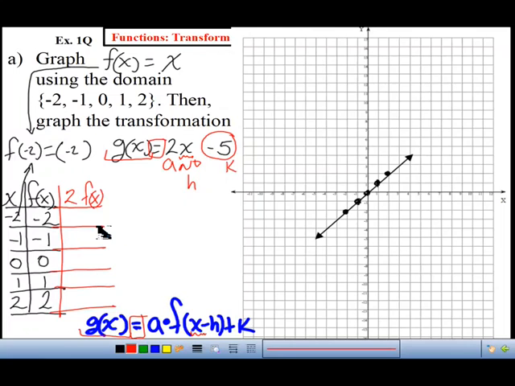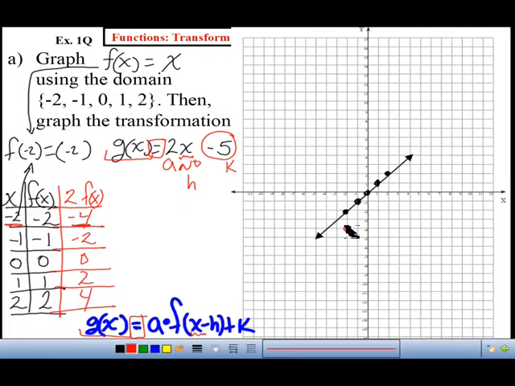All right, so what is f of x here? -2 times 2, that's -4. -1 times 2, that's -2. 0 times 2, 0. 1 times 2, 2. 2 times 2, 4. All right, let's graph that. So my first point is -2, -4.